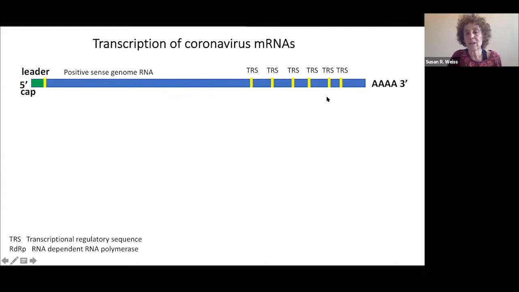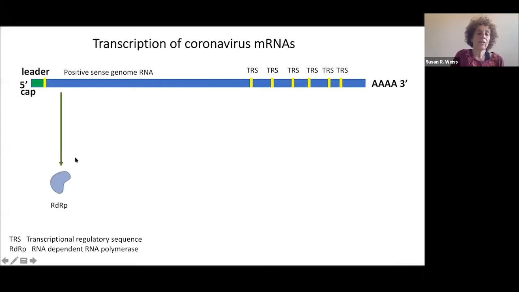So here's the RNA genome. As I said, it's a positive strand genome. It has a cap at the 5' end and a polyadenylated 3' end. It has a leader sequence, about 100 nucleotides, which I'll show you why that's mentioned. And then these yellow lines are transcription regulatory sequences, and they signal the beginning of each messenger RNA sequence and each open reading frame for protein expression.